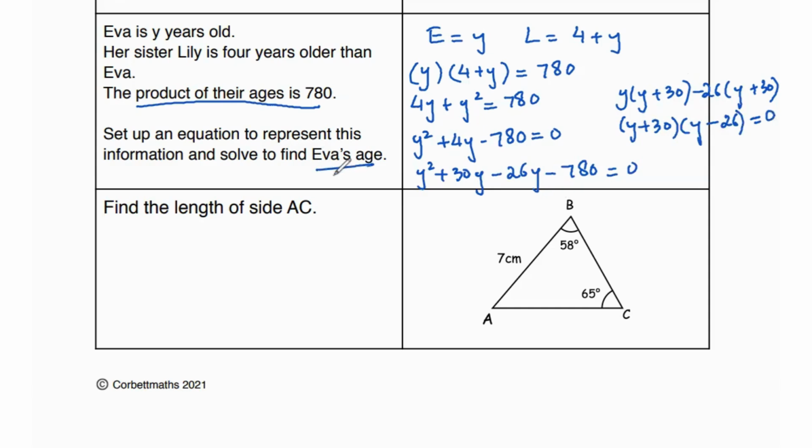We're trying to find Ava's age. So obviously someone's age cannot be a negative number. So Y equals negative 30 is not applicable. And the correct answer is Y equals 26. That is your answer.